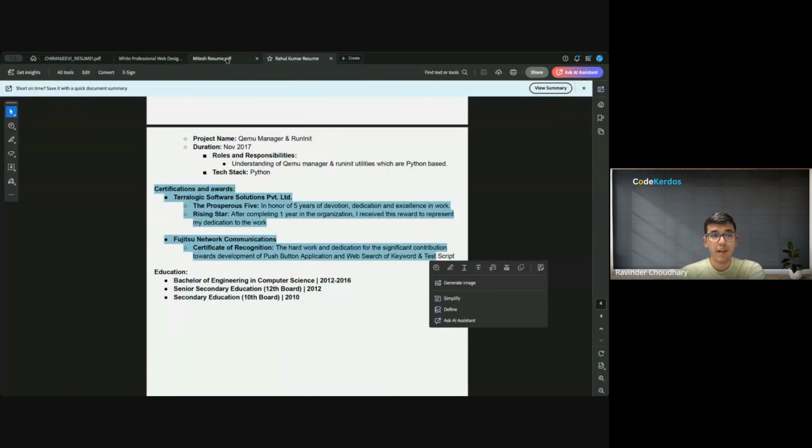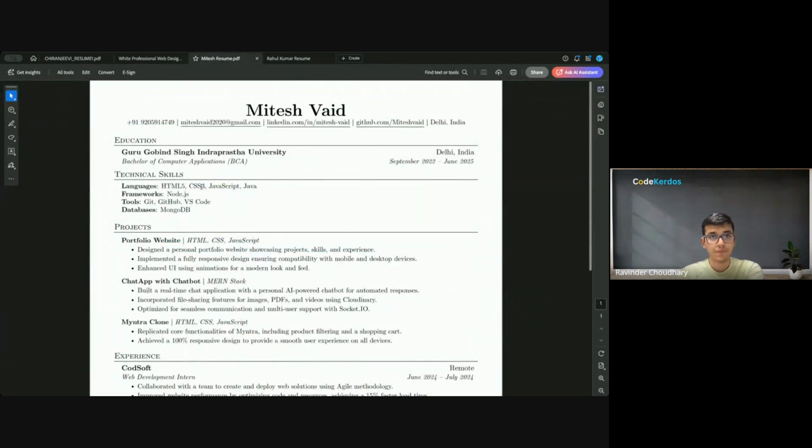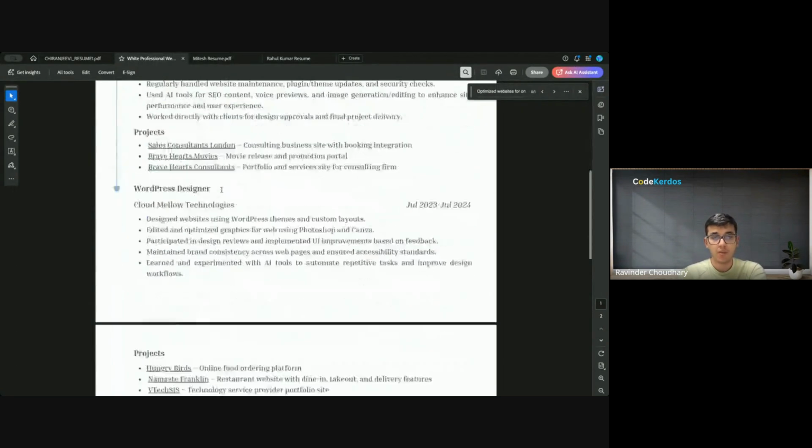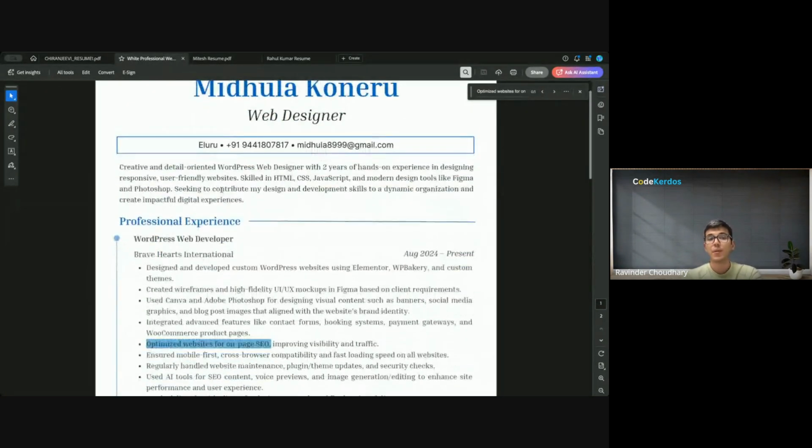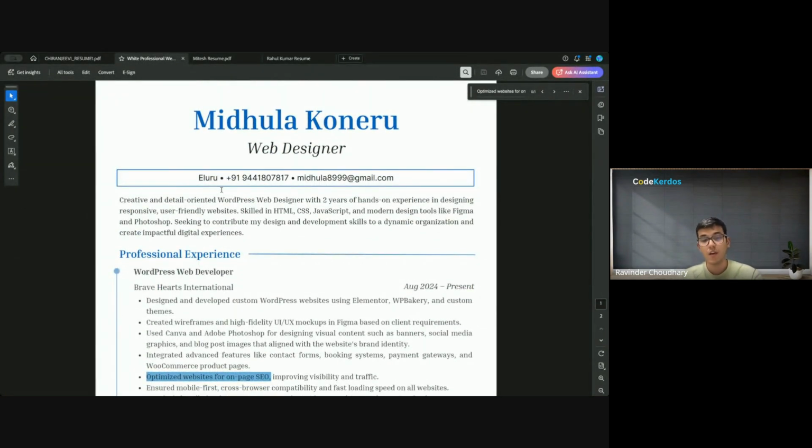Talking about the next resume, I'll probably talk about one more. Let me talk about this one. So this resume, guys, again, a good resume, but a lot of space is wasted and it spans across two pages. So not a good idea. Your resume should stick to one page.